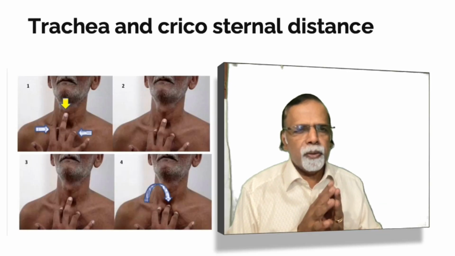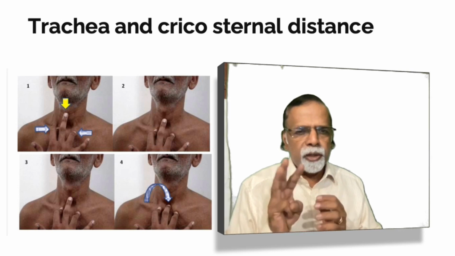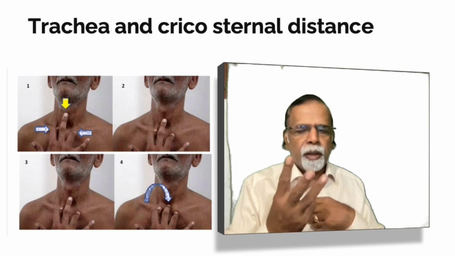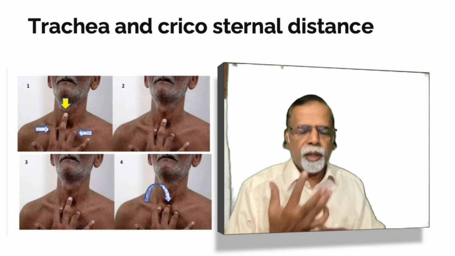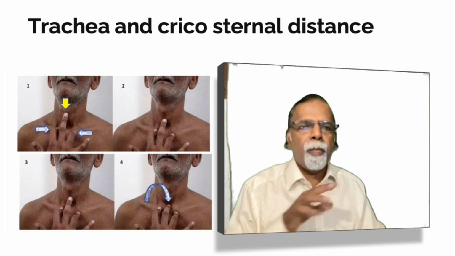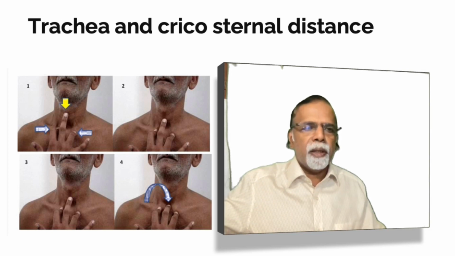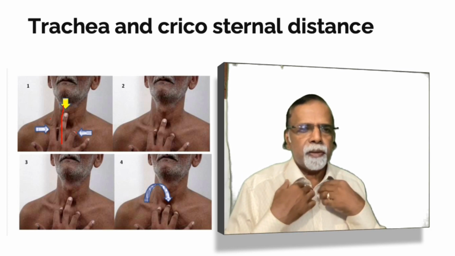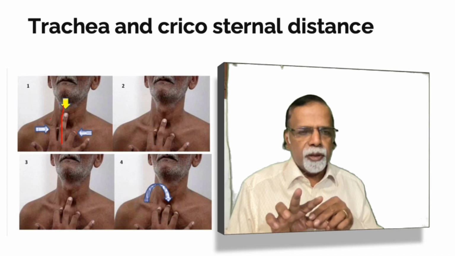So how will you do? So use your three fingers. The index finger and the ring finger. Index finger and the ring finger is kept like this, and you can see you draw a line with the middle finger, keeping the other two fingers, that is the index and the ring fingers, on the sternoclavicular joint, and see whether the trachea is shifted.